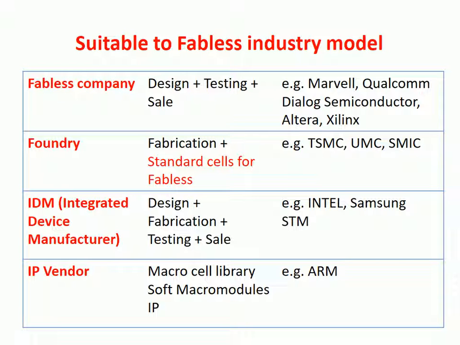What does it mean? A fabless company is a company that basically does everything for the production of an integrated circuit except the fabrication. Okay, so we typically have 4 different steps to obtain a chip. We have the design, then we have the fabrication, then we have the testing, and then we have the sale.